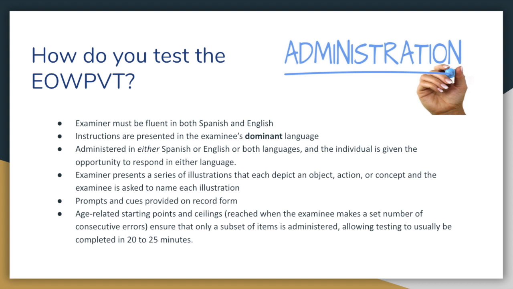The examiner is going to present a series of illustrations that each depict an object, action, or concept, and the examinee is asked to name each illustration. There are prompts and cues that are provided on the record form. Age-related starting points and ceilings, reached when the examinee makes a set number of consecutive errors, ensure that only a subset of items is administered, allowing testing to usually be completed in 20 to 25 minutes. There is also a basal of 8 consecutive correct responses.